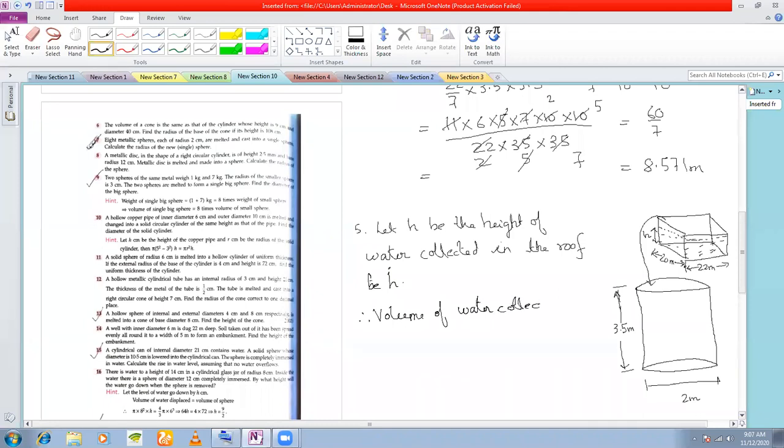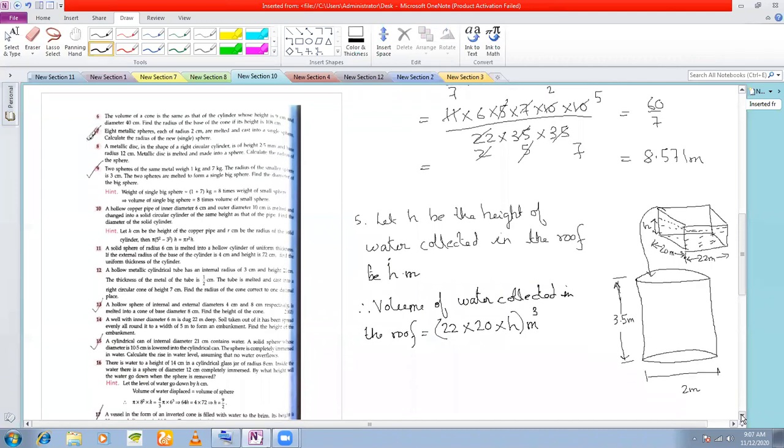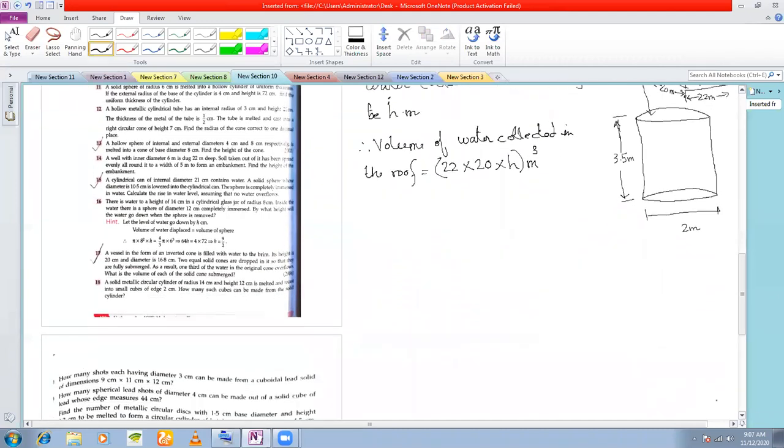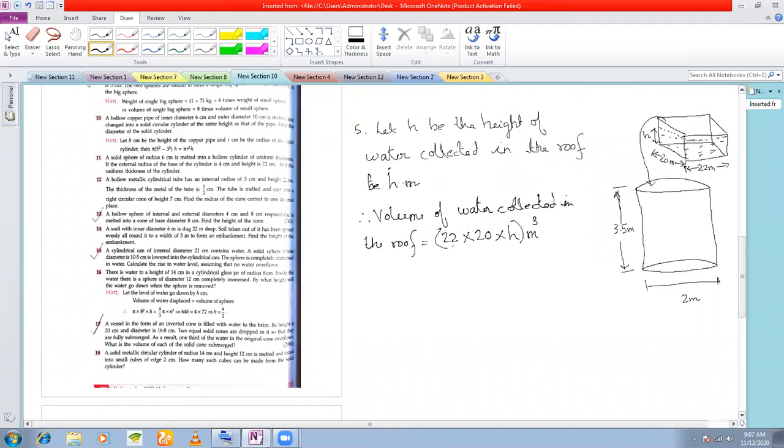Therefore, volume of water collected in the roof is length into breadth into height. This much meter cube. We are expressing height in meters also, because all measurements are given in meters. Ultimately, height will come down to centimeters or millimeters. Okay. So now this amount of water that is collected, 22 into 20 into H, is collected into this vessel.